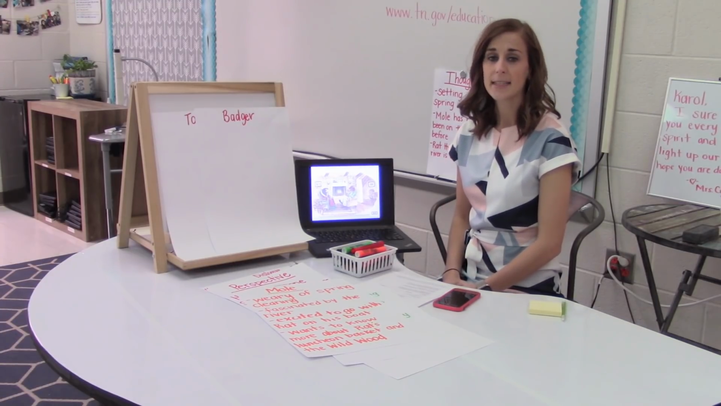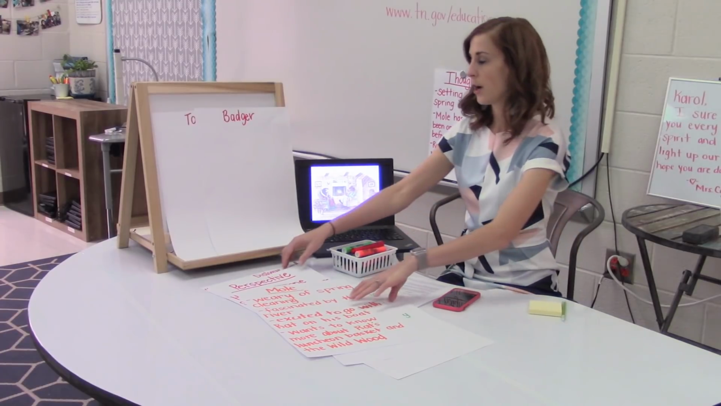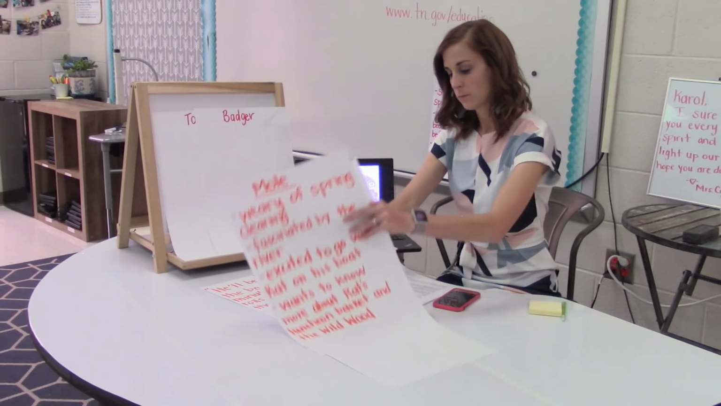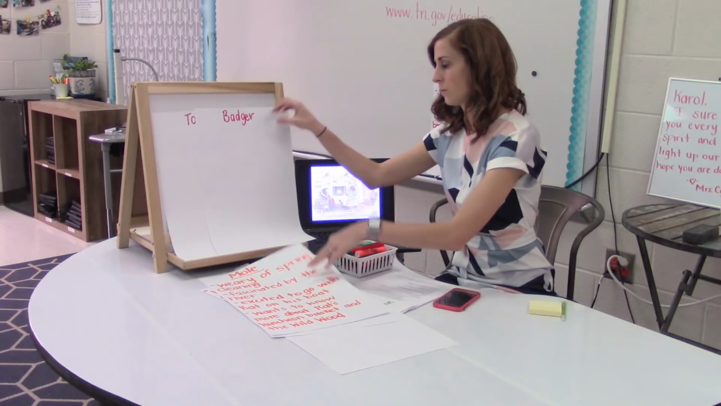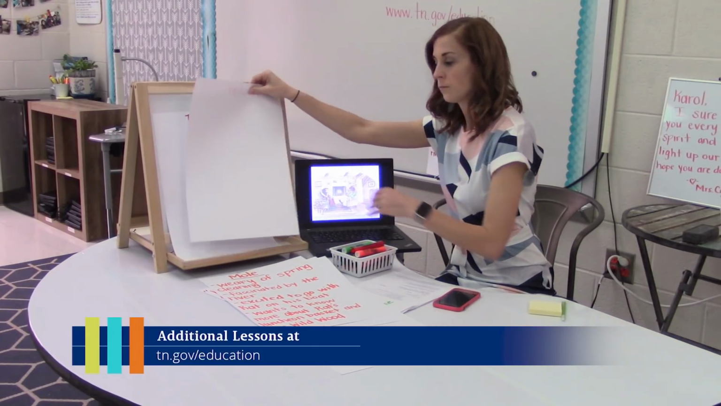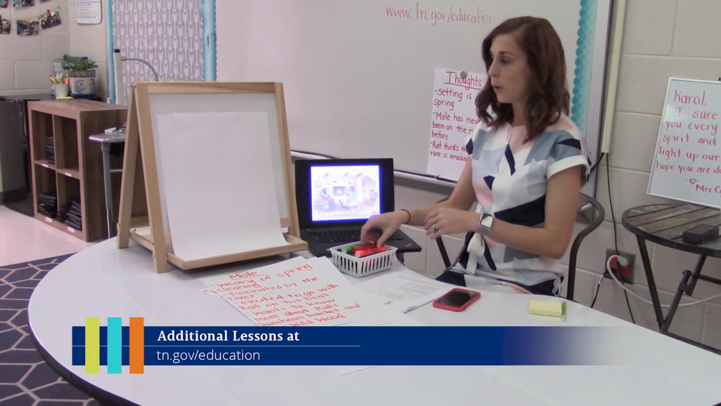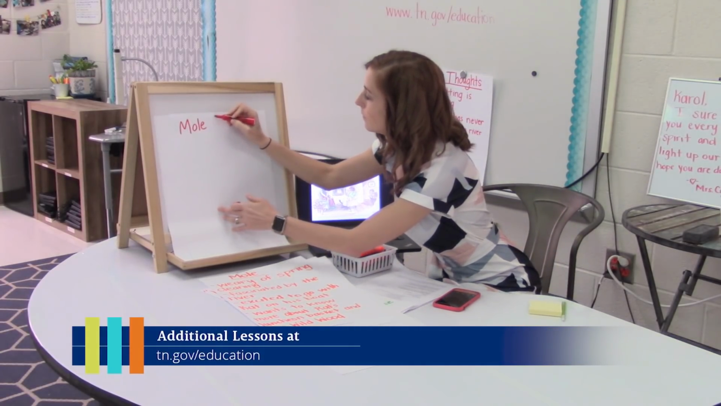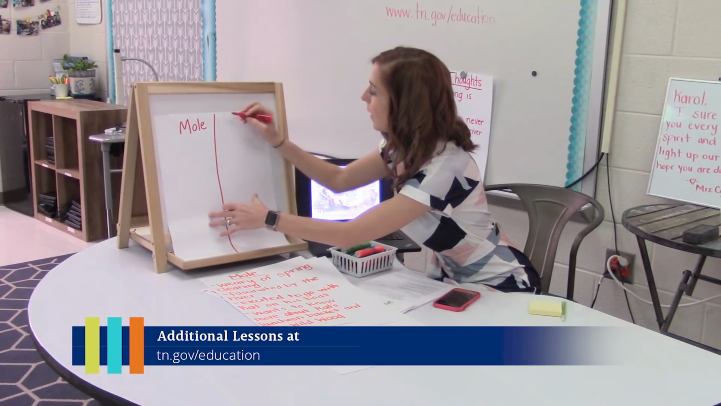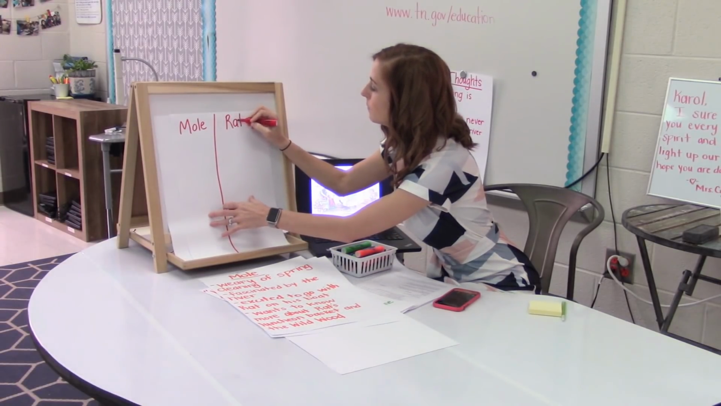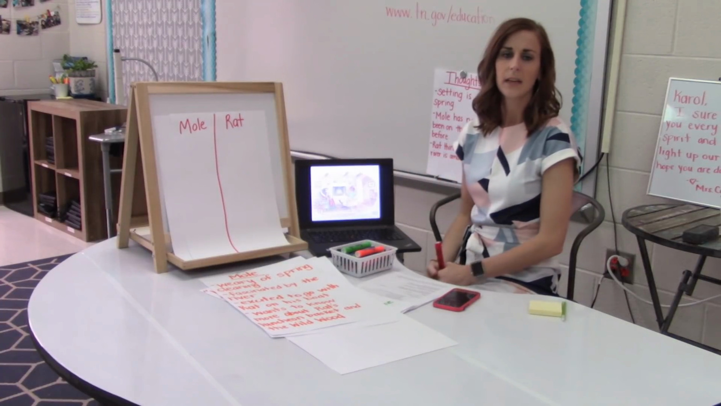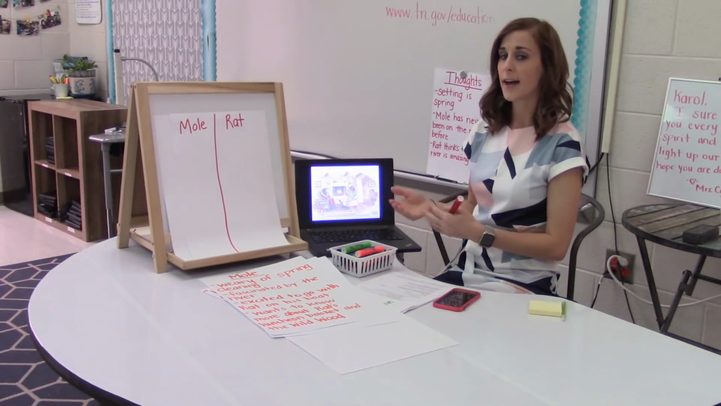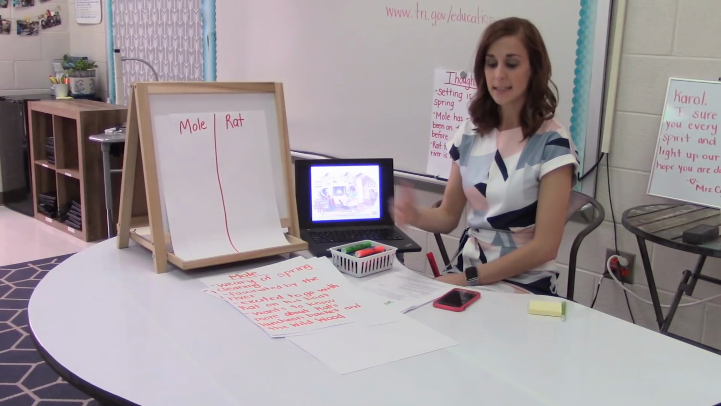For today's practice, I want you to think, how do Rat and Mole demonstrate friendship? We're going to make a T-chart on a new piece of paper. And we're going to put Mole on one side and Rat on the other. Make a list of things each character has said or done so far to demonstrate friendship.